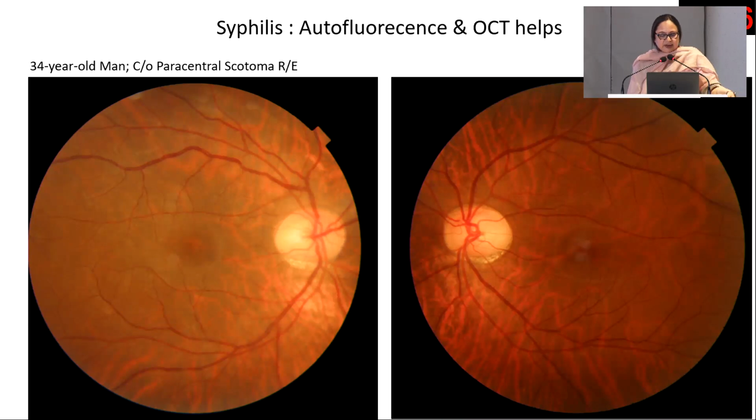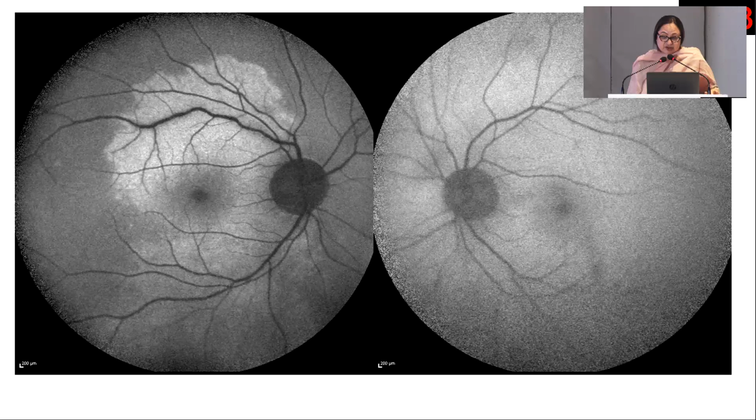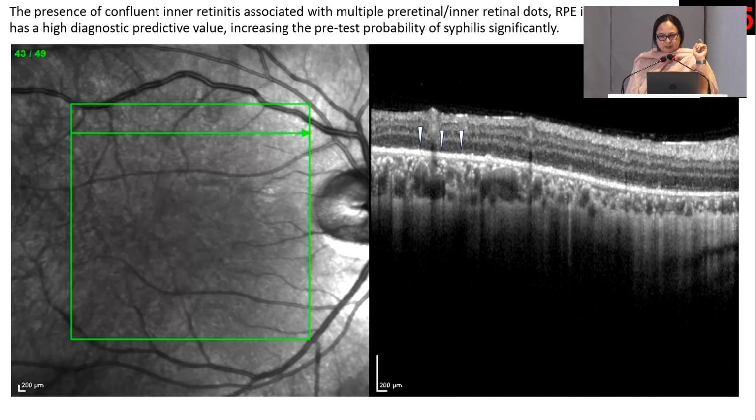Then we come to another masquerader, which is syphilis. Sometimes the patient has a scotoma, but you may just pass it off as normal. Never ignore the patient; he does have a scotoma. And here is the autofluorescence. Autofluorescence beautifully shows this whole area of placoid involvement of syphilis, which sometimes may be too subtle to be picked up even on clinical exam.